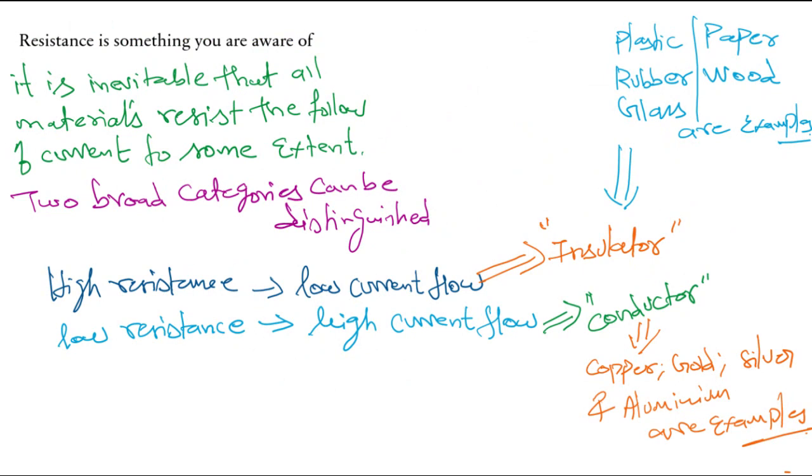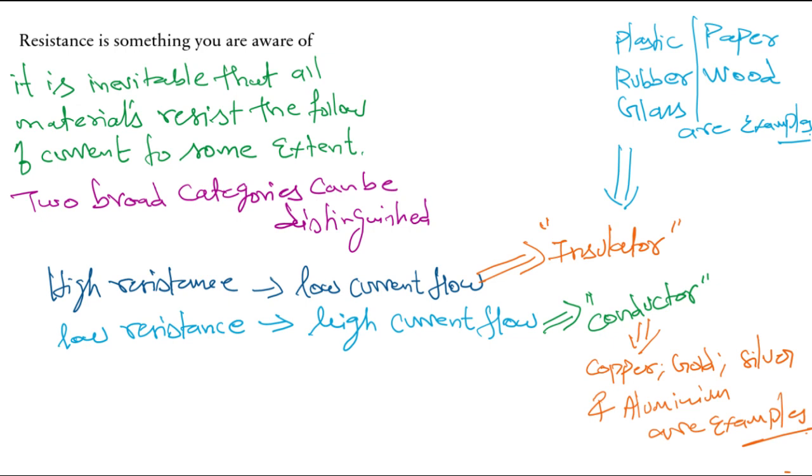Resistance is something you are aware of. It is inevitable that all materials resist the flow of current to some extent. Two broad categories can be distinguished. One is an insulator, another one is a conductor. Insulators are plastic, rubber, glass, paper, and wood, for example.